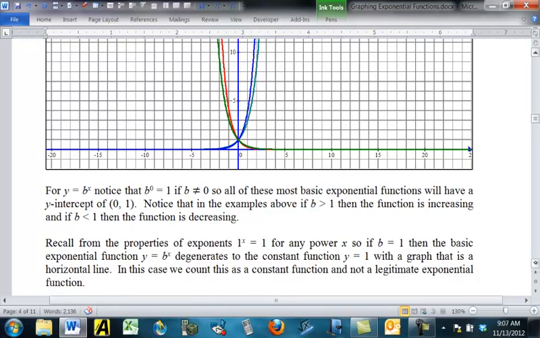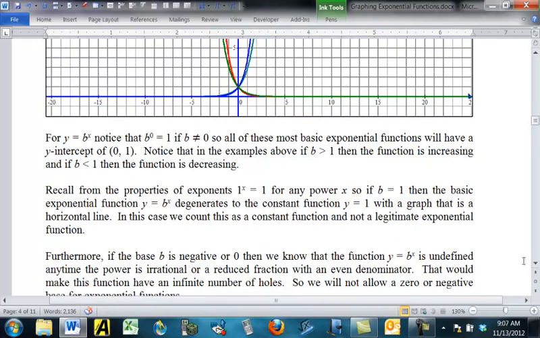So let's look at a couple of characteristics. So notice that b to the 0 is 1 if b is not 0. So all these most basic exponential functions will have a y-intercept of 0, 1. We're not going to allow a base of 0. And so if the base is bigger than 1, the function's increasing. If the base is less than 1, the function's decreasing.